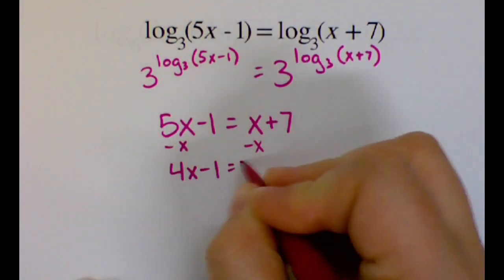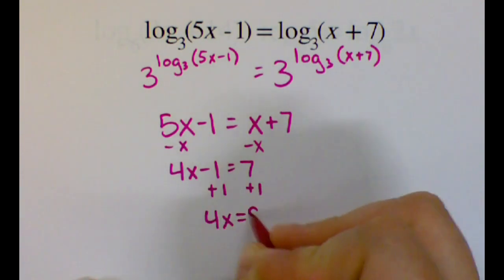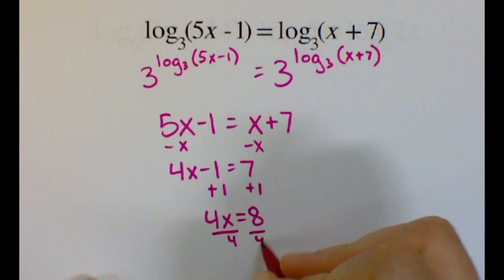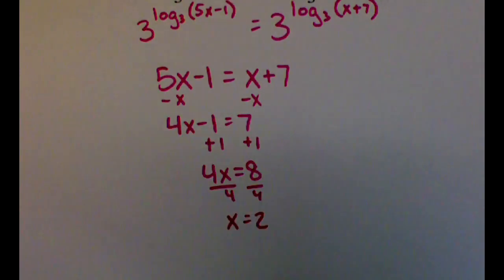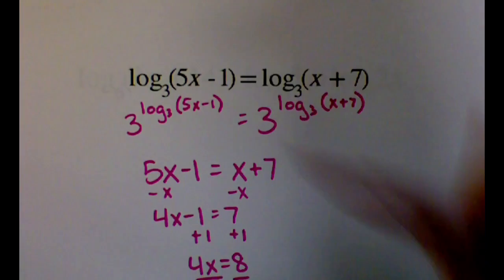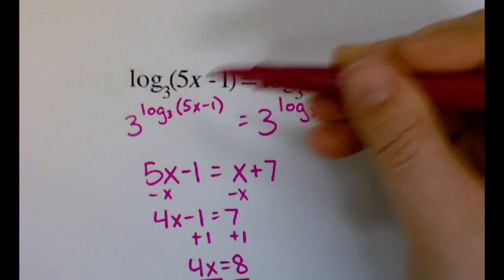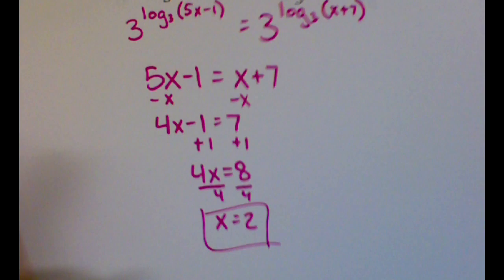Now we just solve, subtract an x off both sides. 4x minus 1 equals 7. Add the 1 to both sides. 4x equals 8. And divide by 4. x equals 2. Now before you move on, it's always good to double check your answers, because if you get a negative inside of your logarithm, that is an extraneous solution. 2 does not give me a negative in there, so we should be good. Our answer is x equals 2.